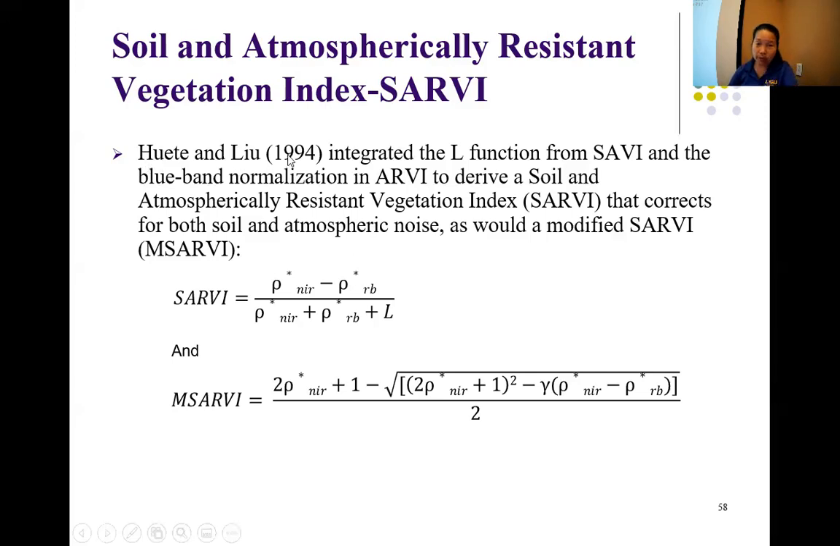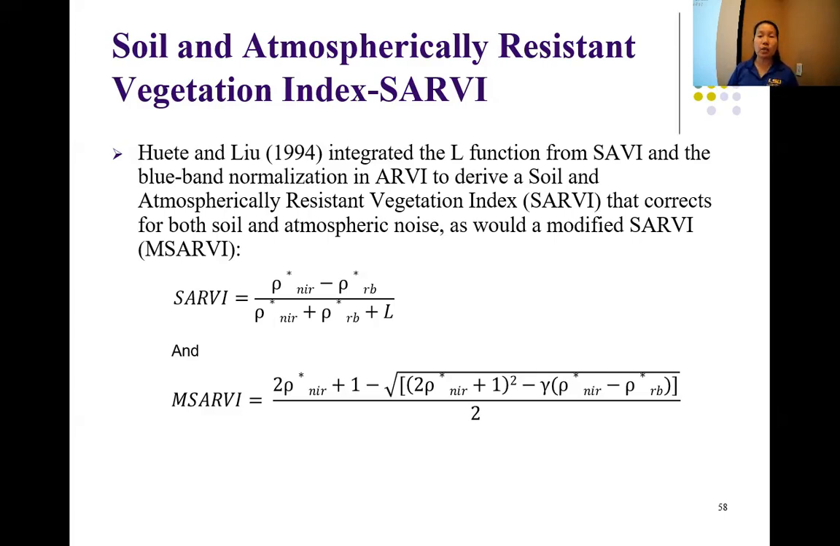This paper, introduced in 1994, integrated the L function from SAVI and the blue band normalization in the ARVI to derive a soil and atmospheric resistant vegetation index that corrects for both soil and atmospheric noise. As you can see, there is a clear path of method development. First, you have those that are able to correct the soil, and the other one that is able to further correct the atmospheric effect. And naturally, this person later combined these two to see whether we can develop a method that improves on both aspects.